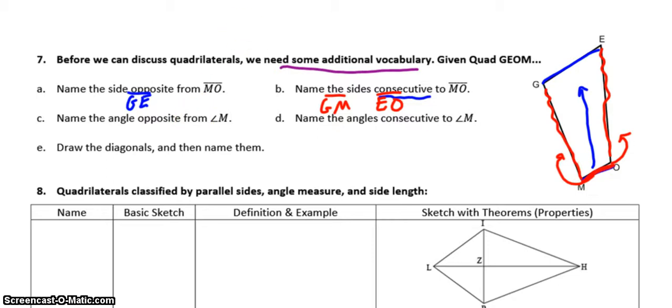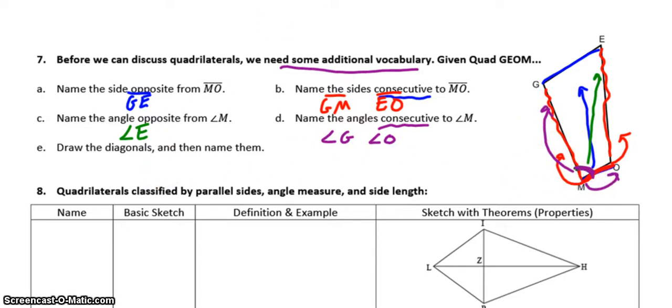Name the angle opposite from angle M. Let's see here. Here's angle M. I'll put this in green this time. Opposite, so across this quadrilateral, looks like angle E. It's pretty straightforward. Angle E is opposite angle M. But now you have this word consecutive again. Consecutive to angle M. So here's angle M in purple. What are the angles that are consecutive to that? Well, those are the angles that are next going around the quadrilateral. So G to one side and O to the other side. So angle G and angle O are consecutive, one right after the other, to angle M.